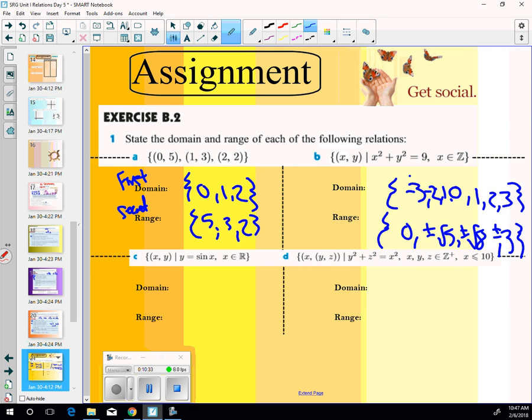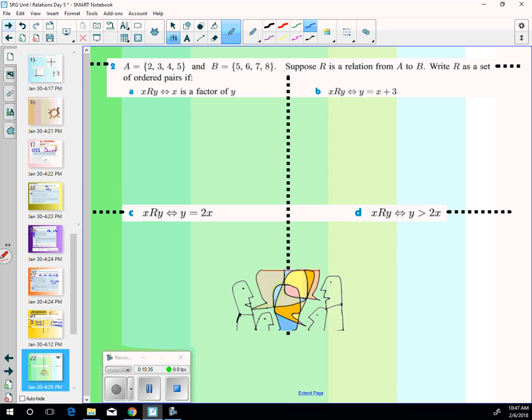Good. And then these, you're putting in some factors here. It says, suppose R is a relation from A to B, right? R is a set of ordered pairs (x, y), x R y, if x is a factor of y. So you're going to have this x R y, and that's going to be, give me one pair that'll work.